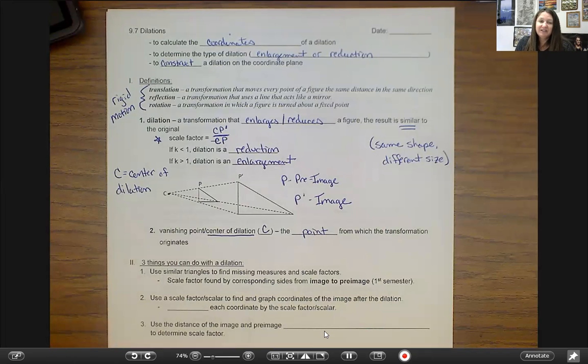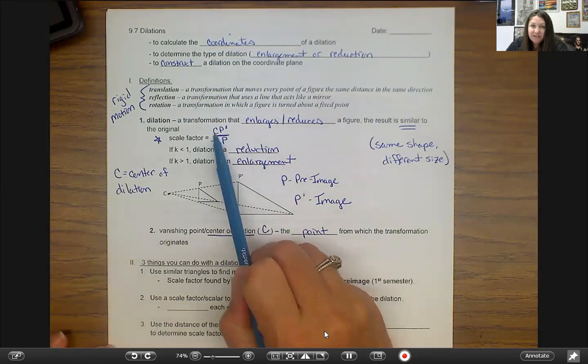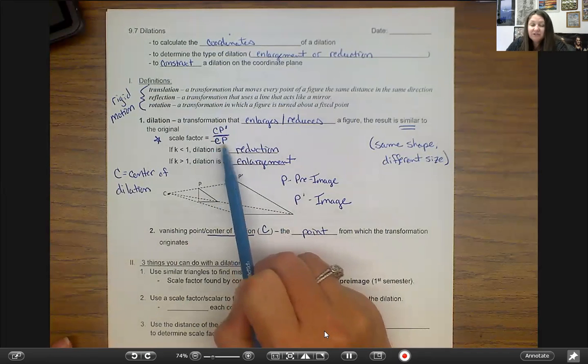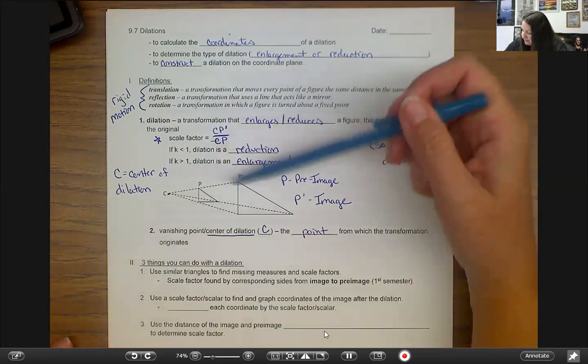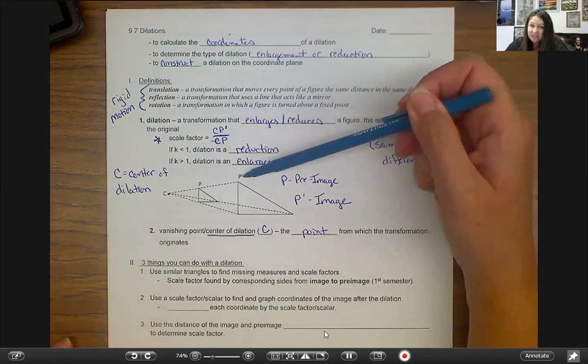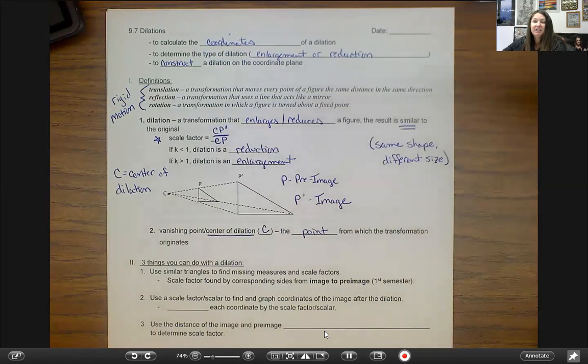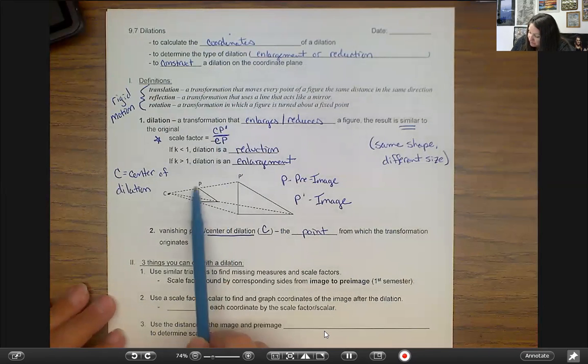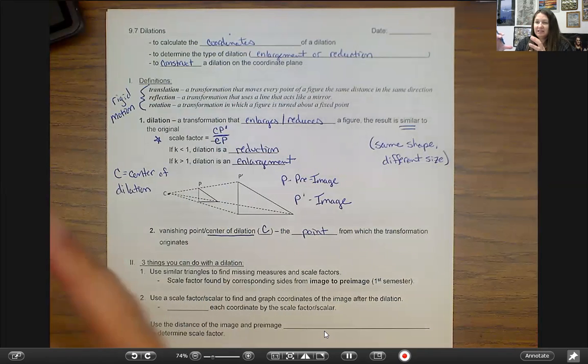When we calculate what the scale factor is actually going to be, we measure it from a center point to the image, over the center point to its original location. If your image is further away from the center, that means it's moving further away. It's getting bigger and bigger. It's going to be an enlargement. If your image point moves closer to the center point, it's going to have to make the shape smaller to get closer, so that would be a reduction.